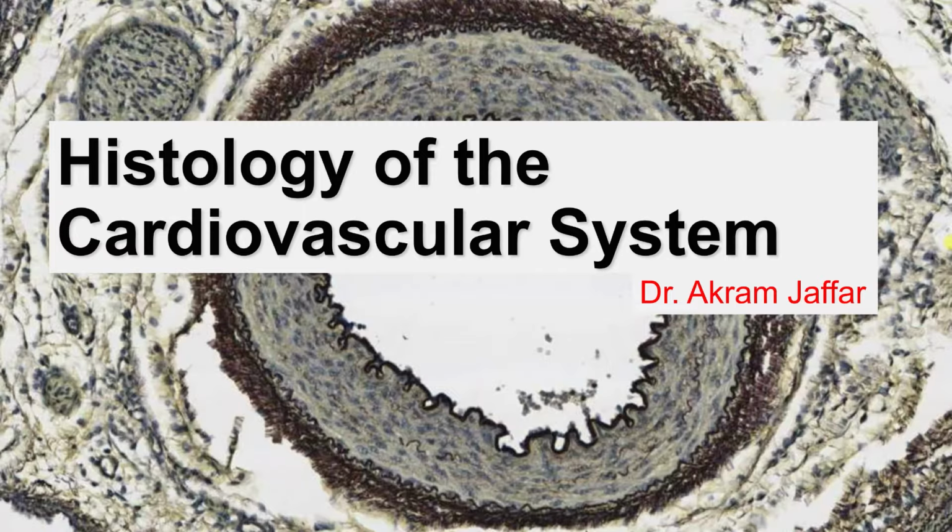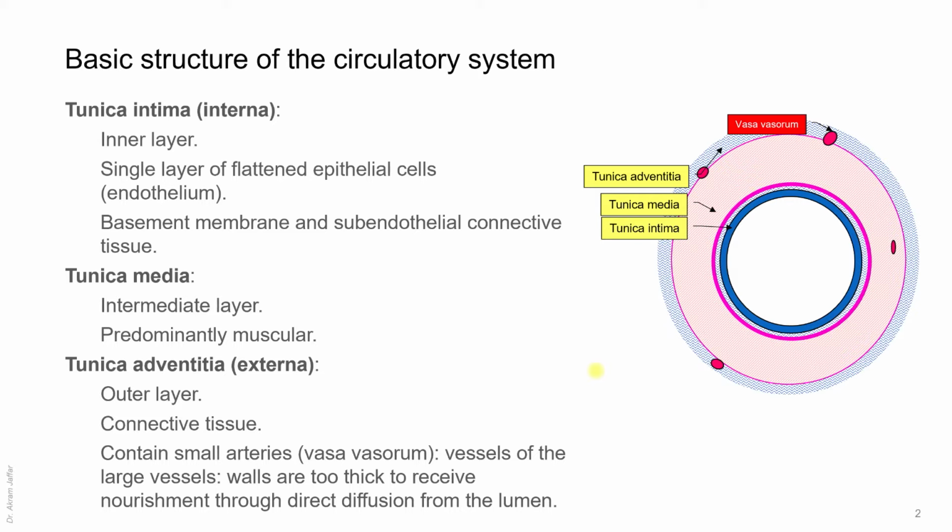Okay, so now I'm going to deal with the histology of the cardiovascular system. Let's start with the basic structure of the circulatory system. The circulatory system basically is a tube, like blood vessels. Even the heart is a tube that is folded on itself during embryonic development. So this tube has multiple layers and each one of them has a function.